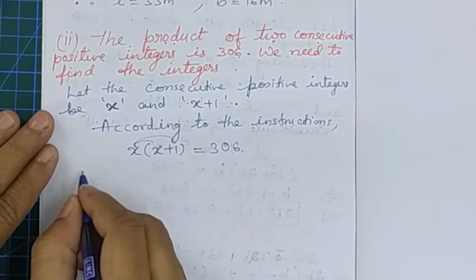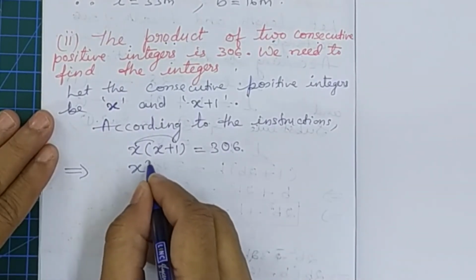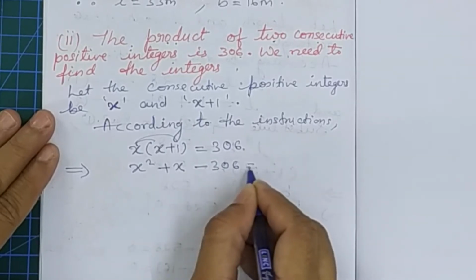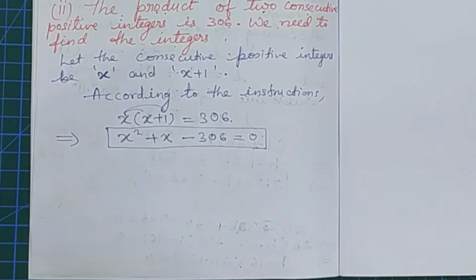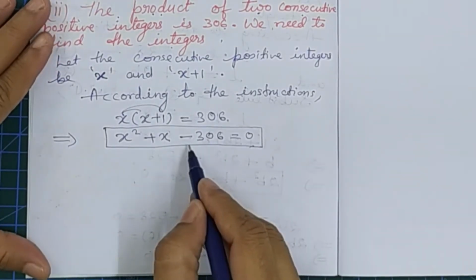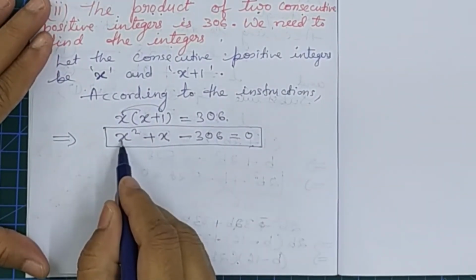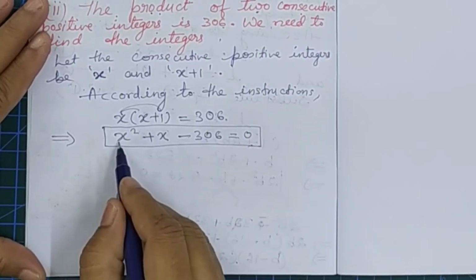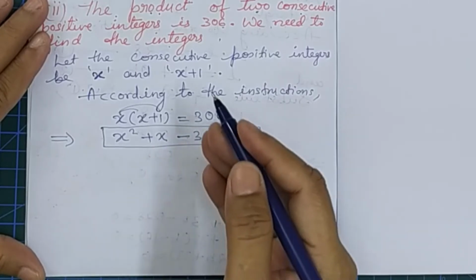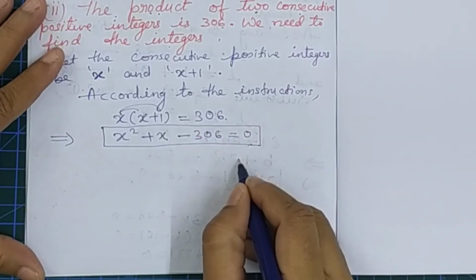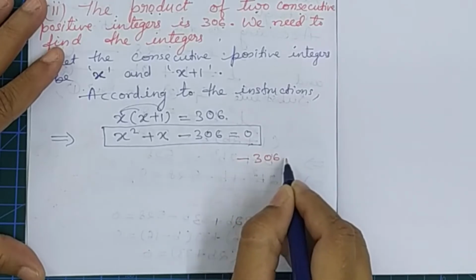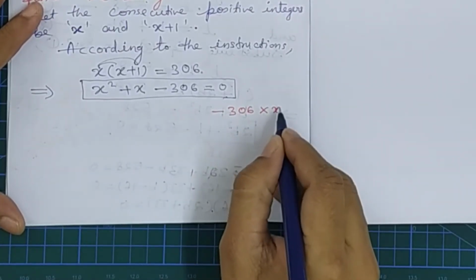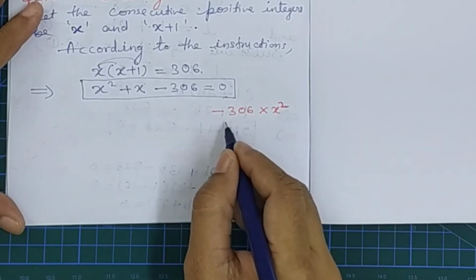Then we distribute x over the bracket, so we have x² plus x. Transposing, this gives x² + x − 306 = 0. For splitting the middle term, we have to take the constant and the coefficient of x², which is 1, and break that product into prime factors. So minus 306 into x². Here we have to break them into prime factors.